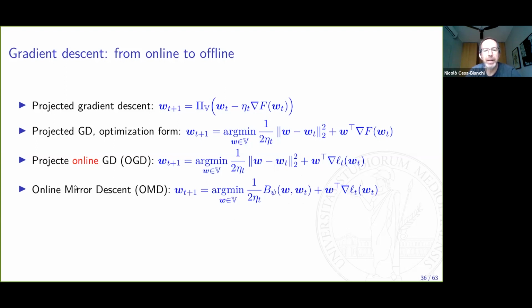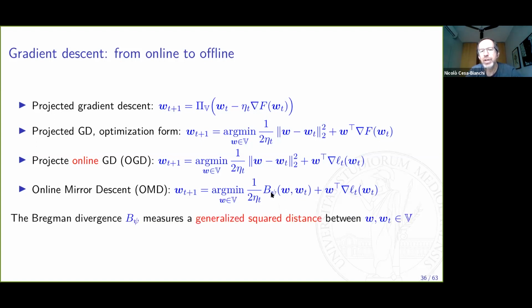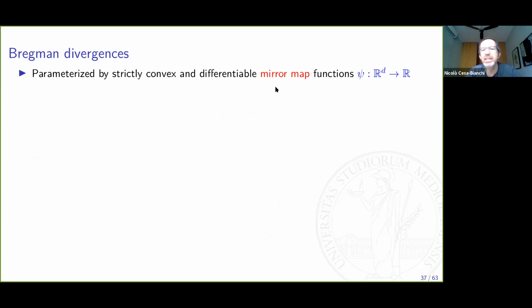And so if I do that, the projected online gradient descent becomes the online mirror descent algorithm, which is just online gradient descent using a generalized notion of distance as opposed to the standard squared Euclidean distance. So this generalized distance is called the Bregman divergence, and it's a measure that generalizes squared distance between models in my model space. Okay, squared because it replaces the squared Euclidean distance. So how do I construct these generalized distances? I start from a convex differentiable function from R^d to R, which is called the mirror map, for reasons that will become clear, hopefully, in a few minutes.